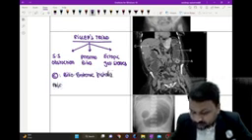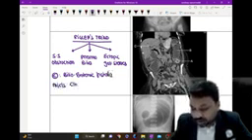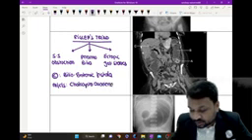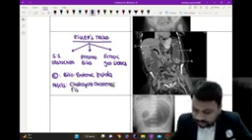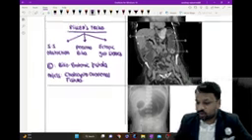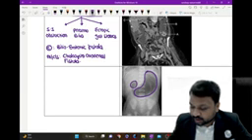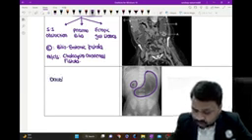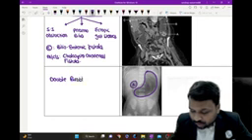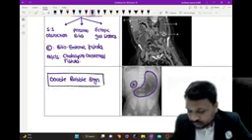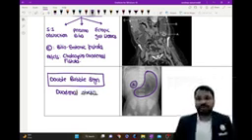The most common site for the bilioenteric fistula is the cholecystoduodenal fistula. Here you can see there is one bubble here, another bubble here. This is what we call the double bubble sign. Double bubble sign is seen in duodenal atresia.